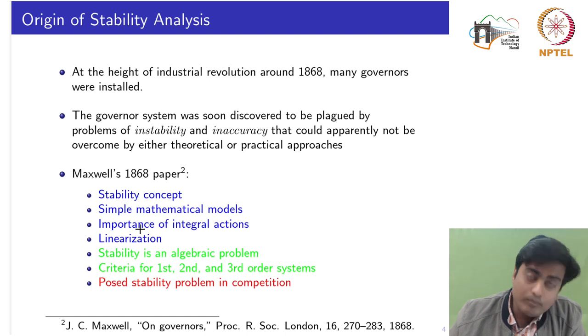Third, it also highlights the importance of the integral actions, which you have possibly studied in your UG control course when you studied the proportional, integral and derivative controller. Fourth is the linearization. Fifth and sixth, which are quite important, that stability is basically an algebraic problem. And the second last is that in this paper, some criteria for the first, second and third order systems were also given, that under what condition the system would be stable or unstable.